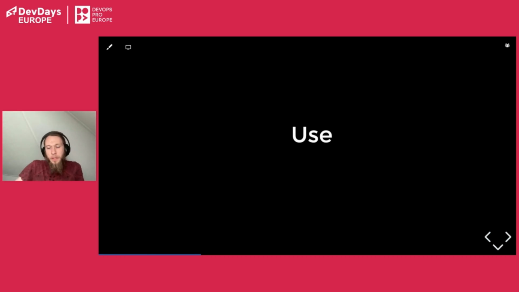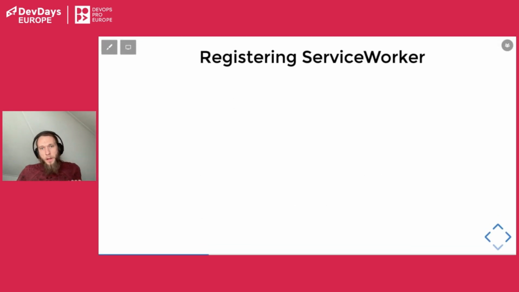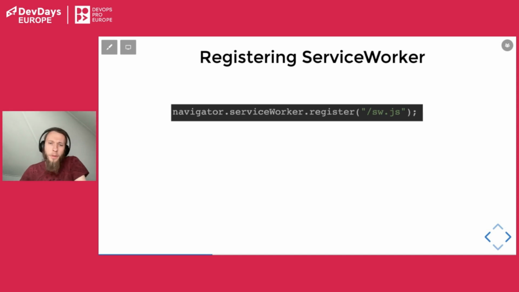Moving forward to the use of service workers. First of all, to start, we need to register a service worker for our page. If we skip all the validation of whether browsers support service workers, we can register it easily with this simple line of code. sw.js is our service worker file that should be in a specific location, obviously.